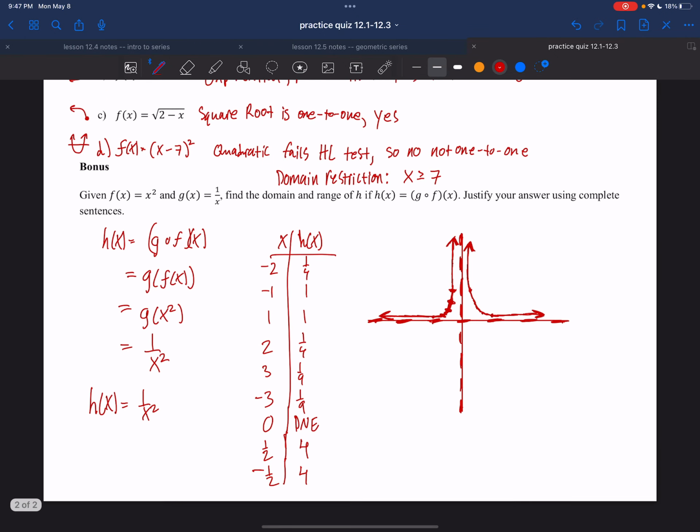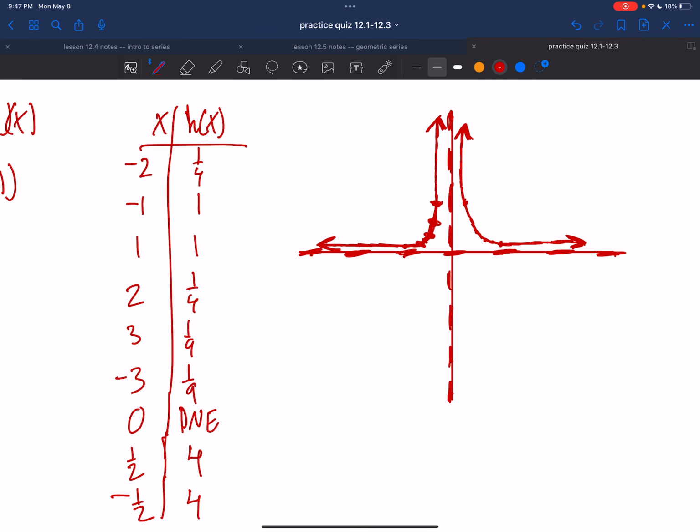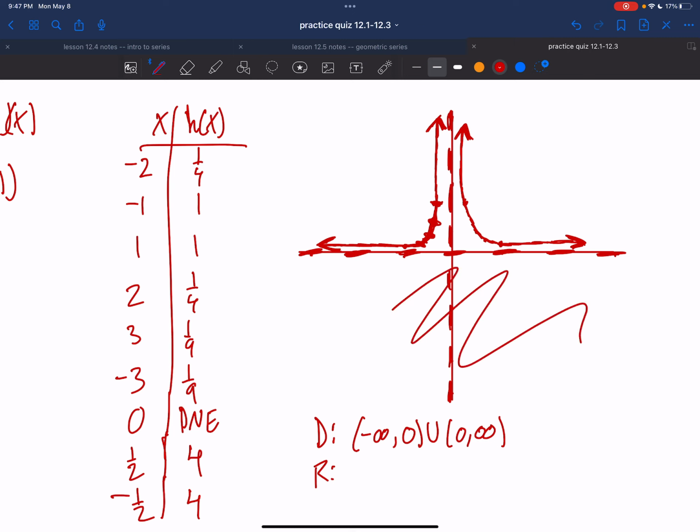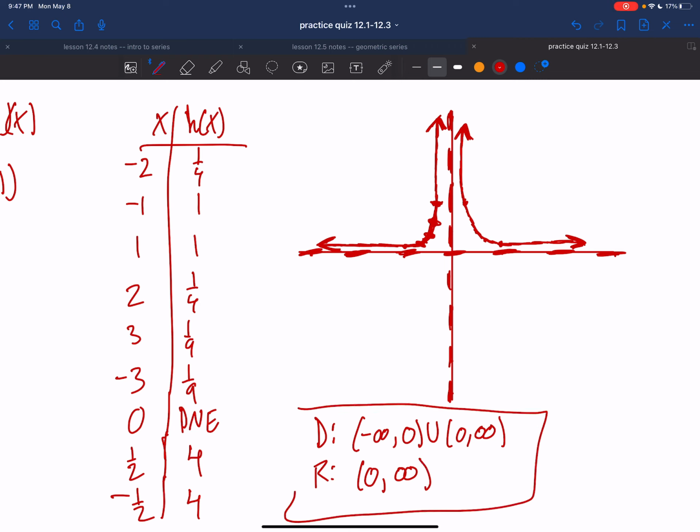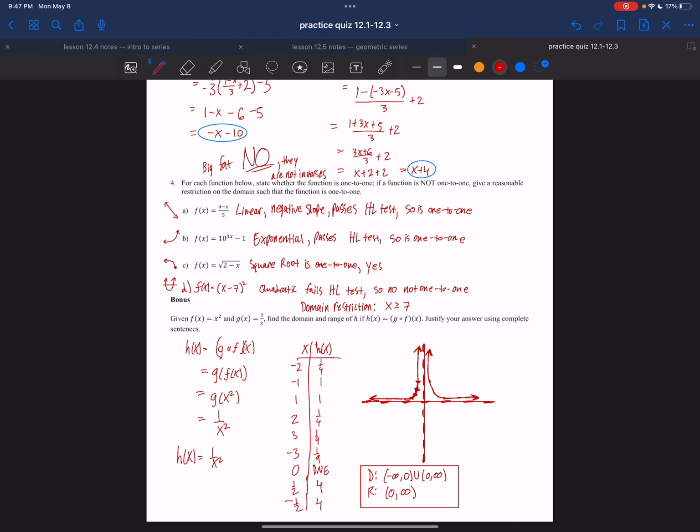And that should be enough to help me figure out domain and range, right? Domain, it only doesn't touch that vertical asymptote. So it is negative infinity to 0, union 0 to infinity. And the range, however, it's not at negative infinity, right? There's nothing down here. So actually the range starts at 0 and goes up to infinity. And that's your domain and range for this graph. Ain't that cool? Ain't that nifty?